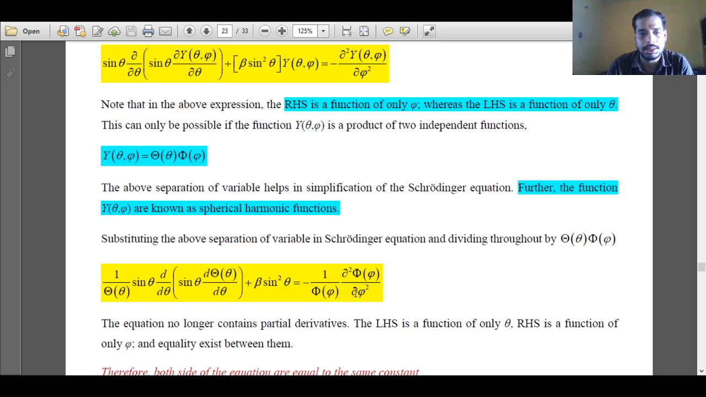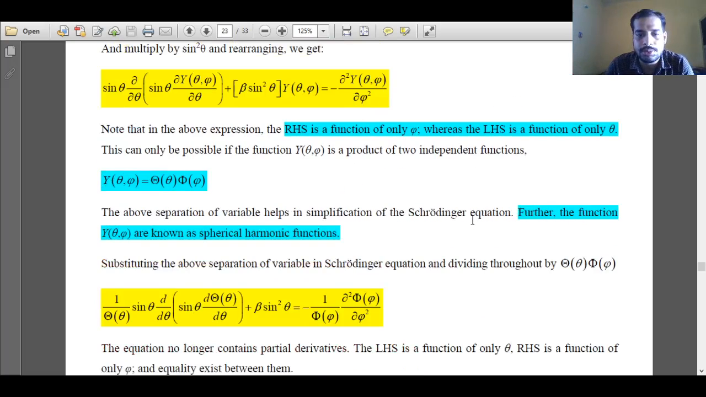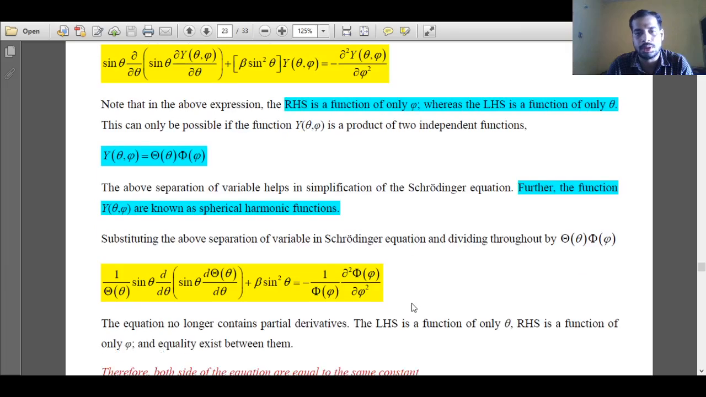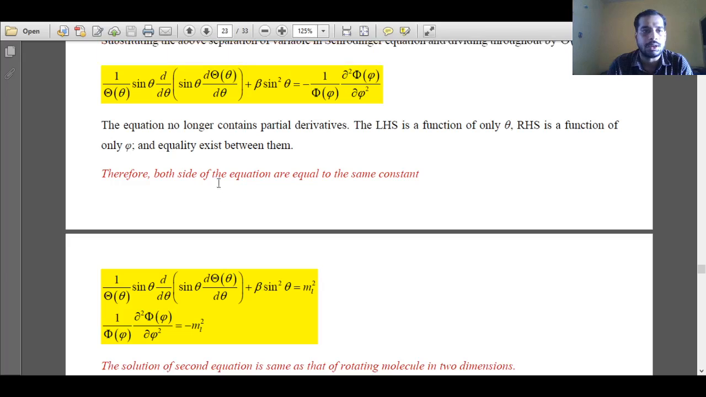Okay, and here also I can take the normal differentiation, not partial differentiation, because the function is dependent only on the variable phi, so I can take the normal differentiation, d square phi over d phi square. So the Schrodinger wave equation has been simplified. Now we can see that the equation no longer contains partial derivative.